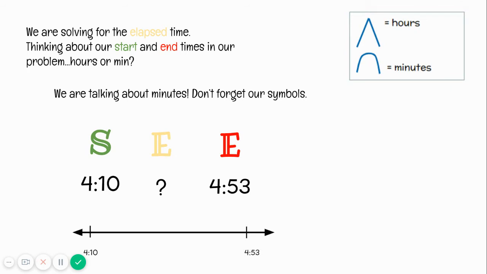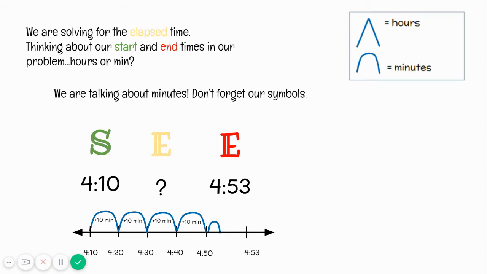All right, so I'm going to take my start time and end time, and I'm going to put my start time 4:10 at the beginning of my open number line and my end time 4:53 at the end of my open number line. I am talking about minutes because I'm staying in the same hour. I'm going from 4:10 to 4:53. So it's been minutes that have passed. So my first hill is going to be 10 minutes. So 4:10 plus 10 more minutes is 4:20, plus another 10 minutes would be 4:30, plus another 10 minutes would be 4:40, plus another 10 minutes would be 4:50, plus another minute.